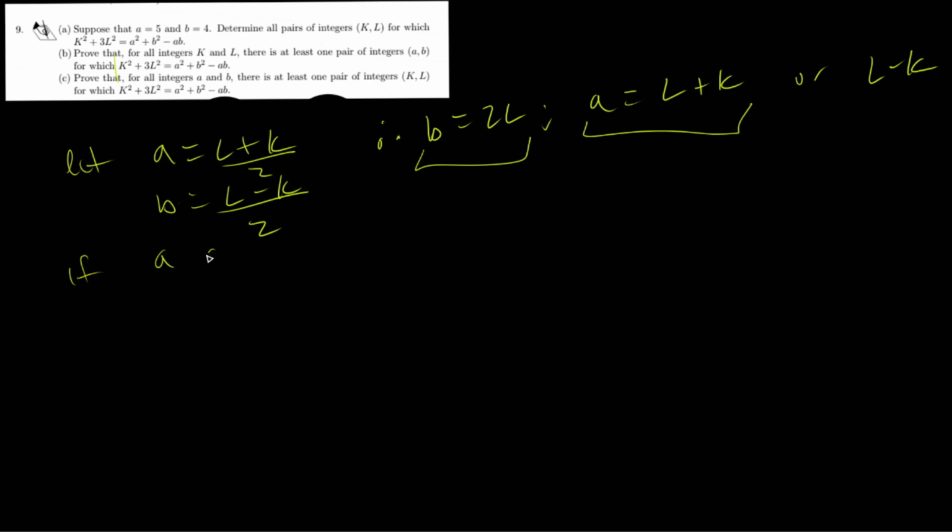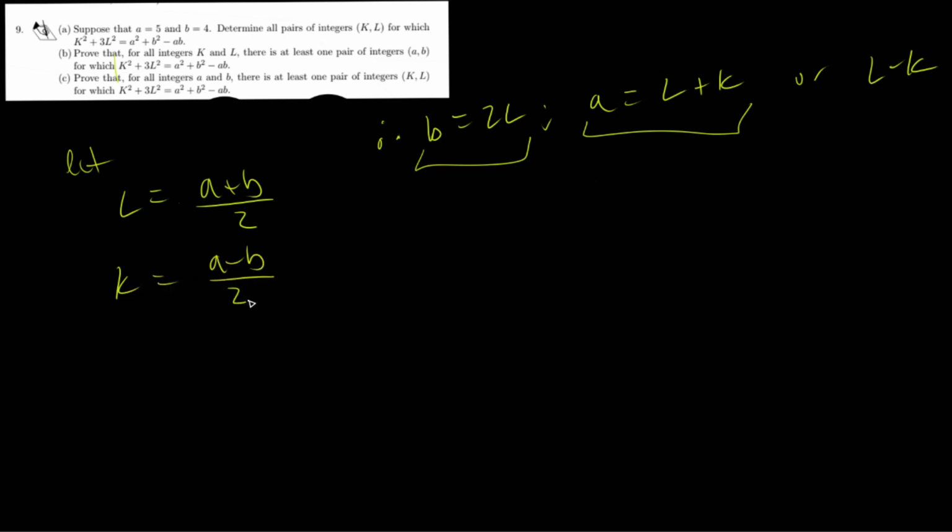Or sorry, I think I did it the wrong way around. Hold on. For all integers A and B, there is at least one pair of integers K and L such that, okay. If A and B are both odd, well, we can just select L to be equal to A plus B over 2, and then K to be A minus B over 2.